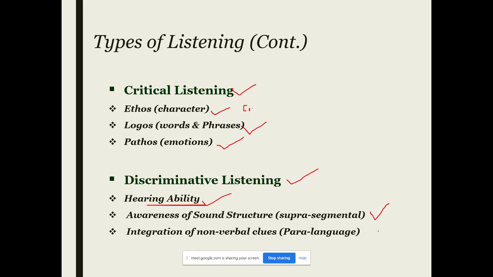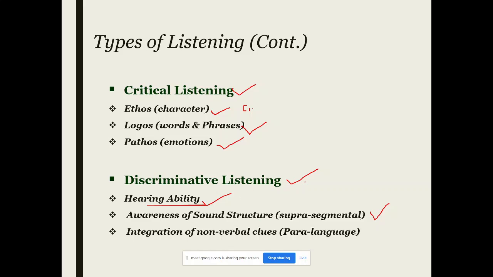A good listener, a discriminative listener, has the knowledge of all these kinds of sound system and structure of that particular language, and he would be able to discriminate or differentiate between the use of different kinds of sound system in that language.